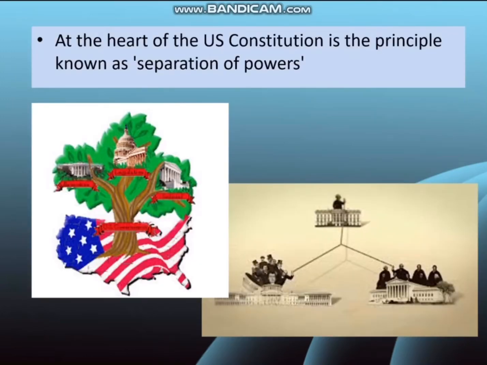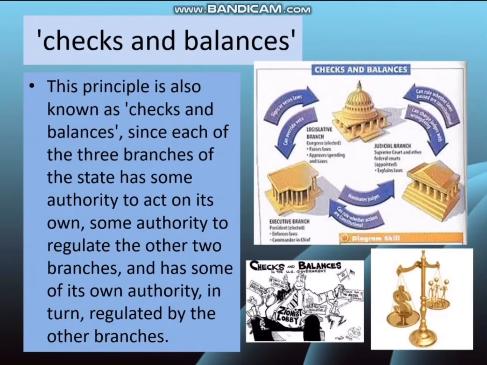At the heart of the U.S. Constitution is the principle known as separation of powers. This principle is also known as checks and balances, since each of the 3 branches of the state has some authority to act on its own, some authority to regulate the other 2 branches, and has some of its own authority, in turn regulated by the other branches.